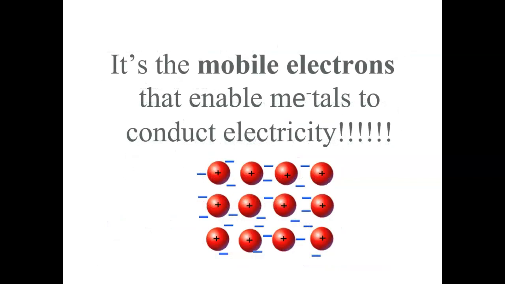Here's kind of what it looks like when there are mobile electrons, or a sea of electrons. Do you see all these electrons out here? They're just kind of flowing like a sea of electrons. And so when you pound on them to flatten them out, they just kind of spread, and so they can flatten.